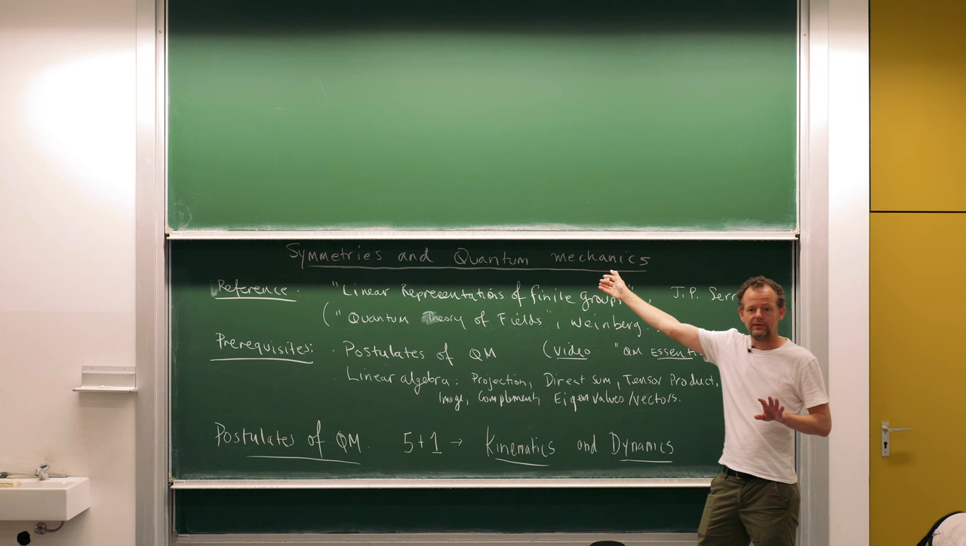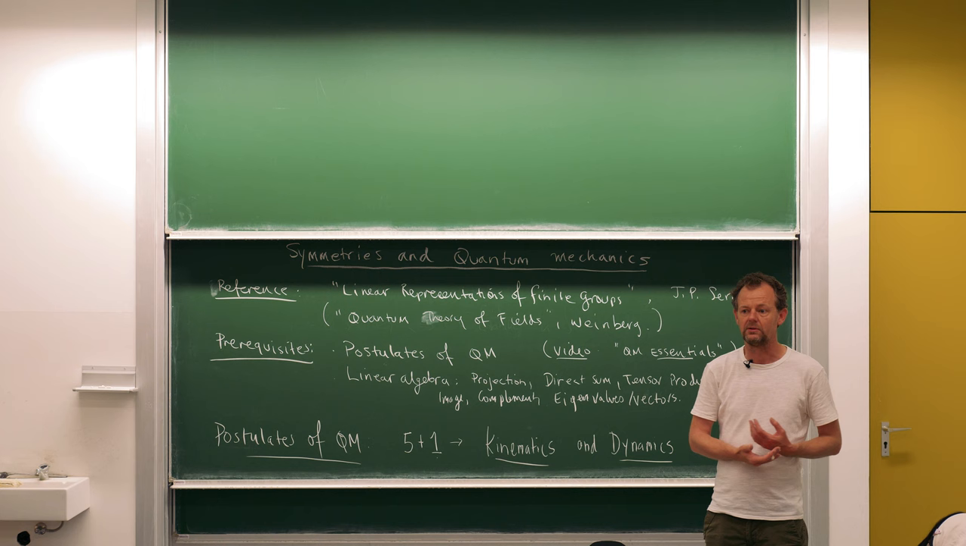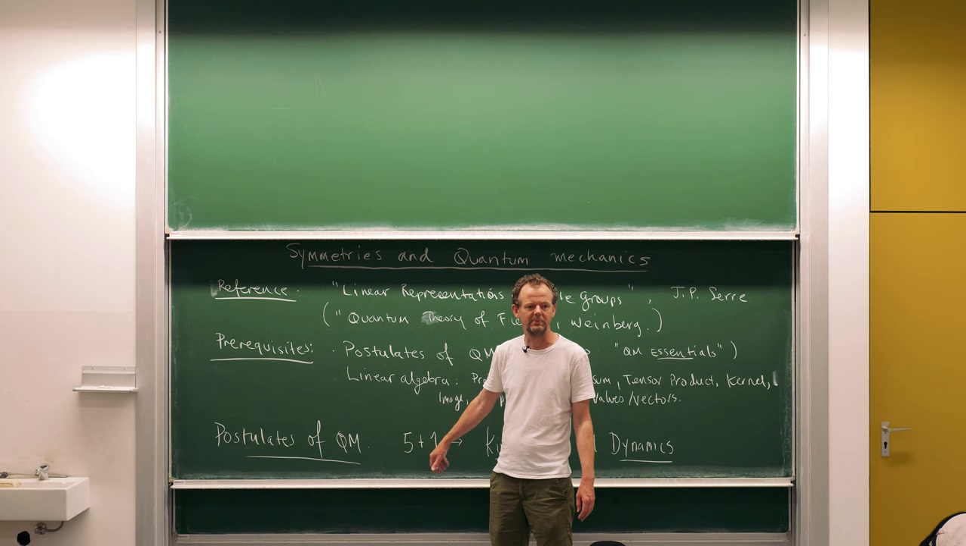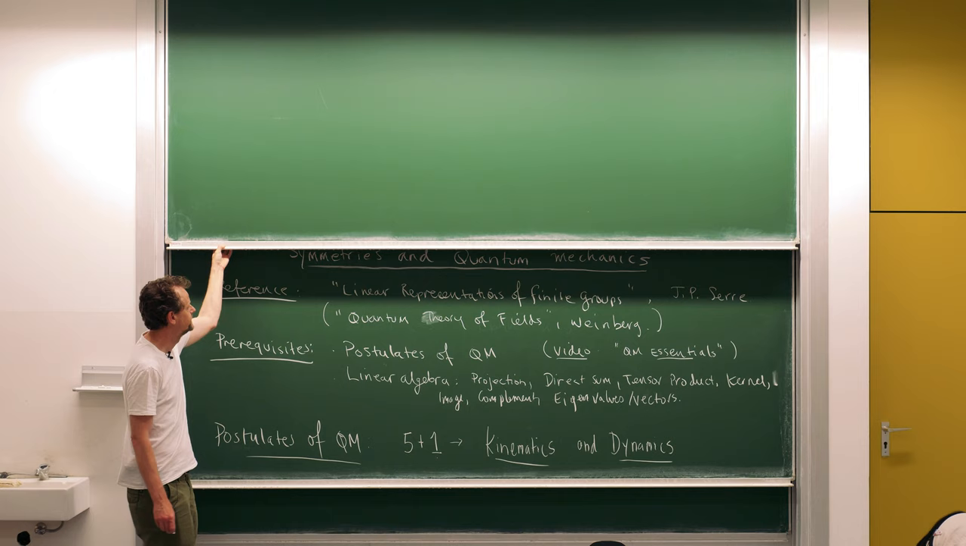What's the 6th one? That's got to do with composite systems. Like what happens if I have a quantum mechanical system built of 2 other quantum mechanical systems? Well, you've got to use the tensor product. So that's the 6th postulate. We'll be kind of using this later on in the course, but it's not really essential for the first part of the course. So I'm going to take aim at the 5th postulate of quantum mechanics.